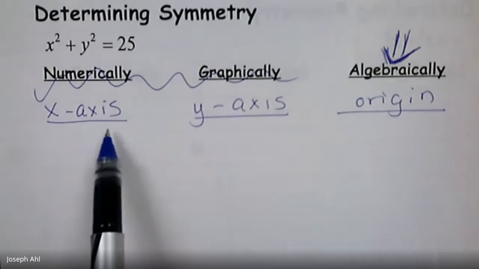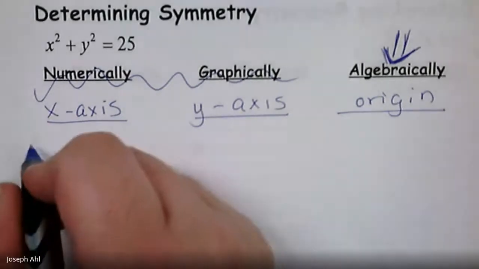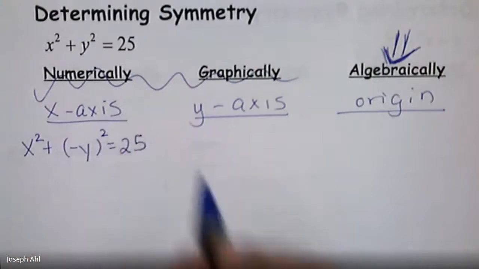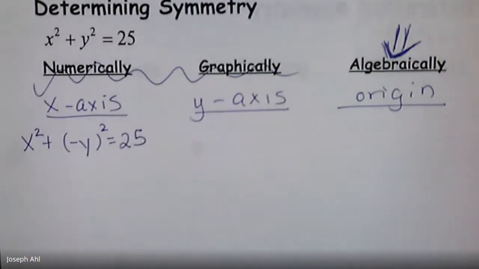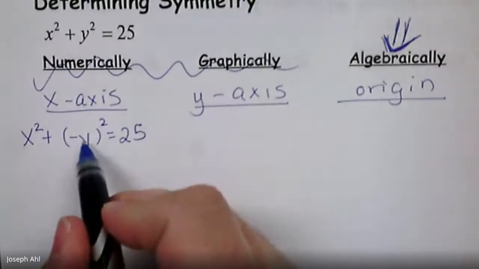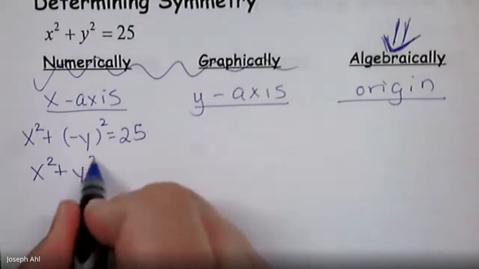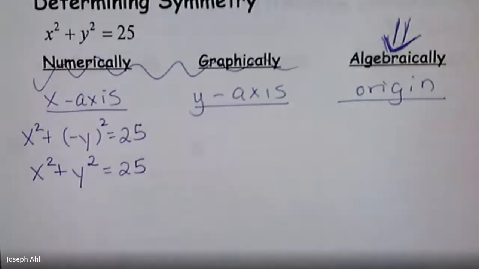How do we do x-axis symmetry? You're going to replace y with negative y and then see if the equation remains the same. So when I plug in a negative y here, we saw this earlier, that if you square a negative y, it's the same thing as positive y squared.